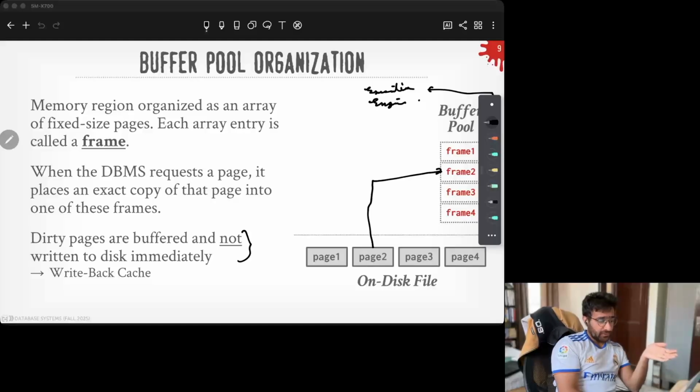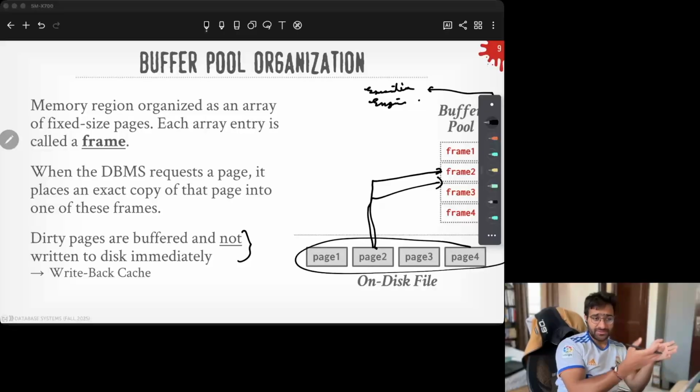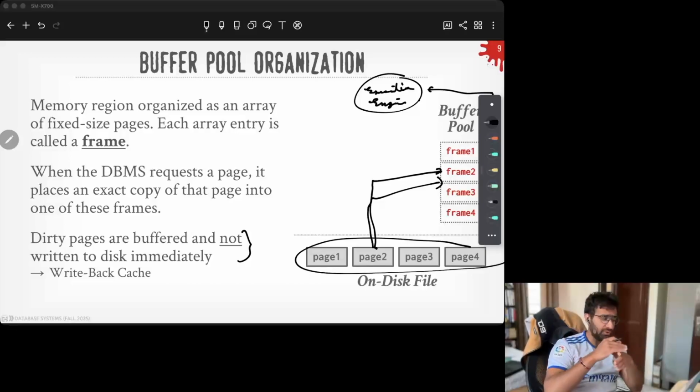So this is what we were looking at: your pages are lying on disk, and what you do is you bring pages into frames. The execution engine requests a page, and then you read the page from the disk, bring it to a frame, and then hand back a pointer to the execution engine.